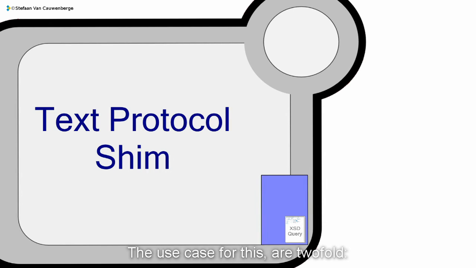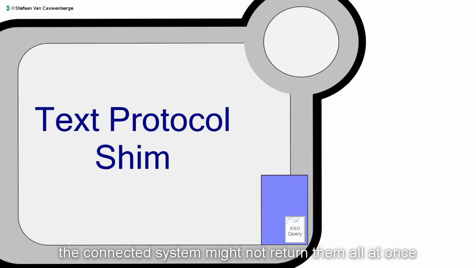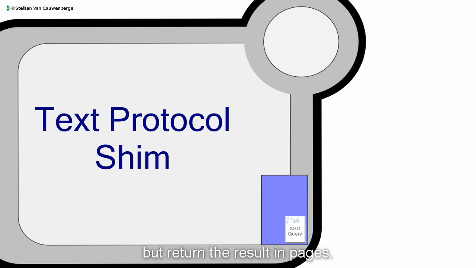The use cases for this are twofold. First of all, paged searches. Assuming that you poll for all user objects in the connected system, the connected system might not return them all at once, but return the result in pages. In order to be able to query back for the next page, the shim handles the query XSD element.